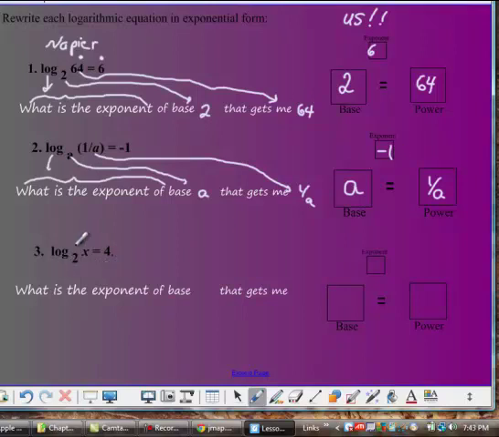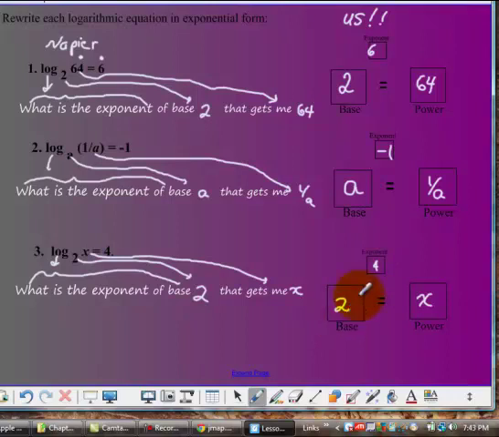All right, how about this one? What is the exponent of base 2? Okay, so there's my base of 2. That gets me x? Well, 4. Well, if I had to figure this out, if somebody said, hey, what is x? Well, then, look, I got a nice little problem to figure out. 2 to the 4th power, x is 16. Now, I didn't ask you to figure out what the answer was. I just asked you to rewrite each one of these.